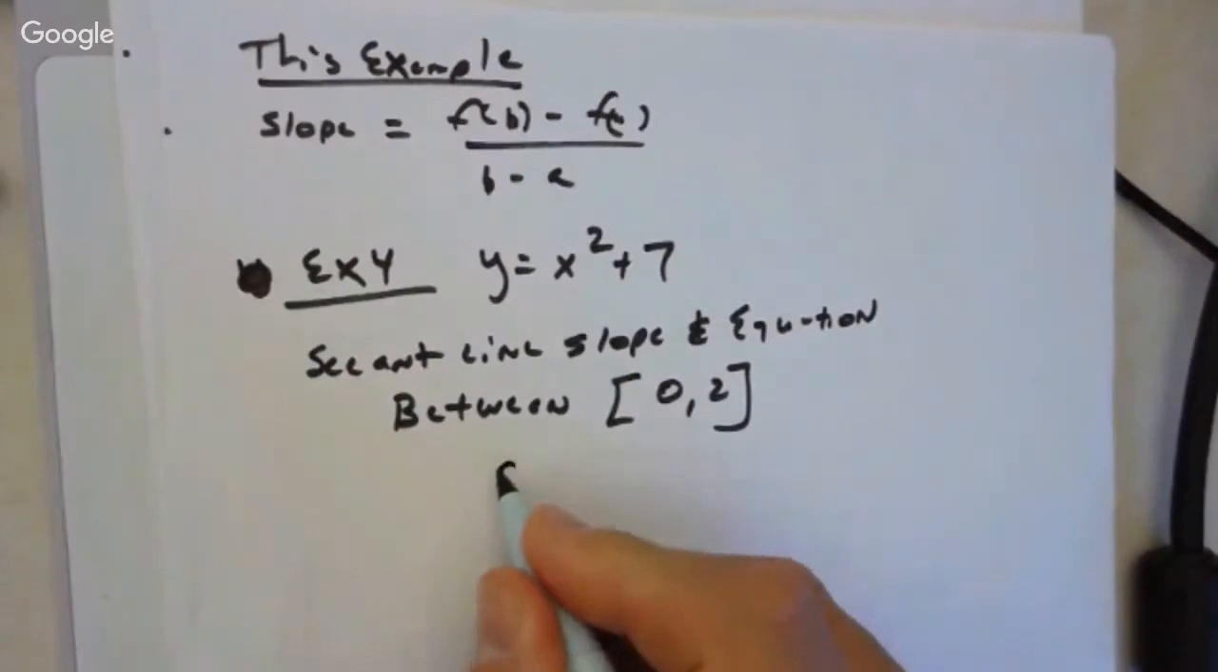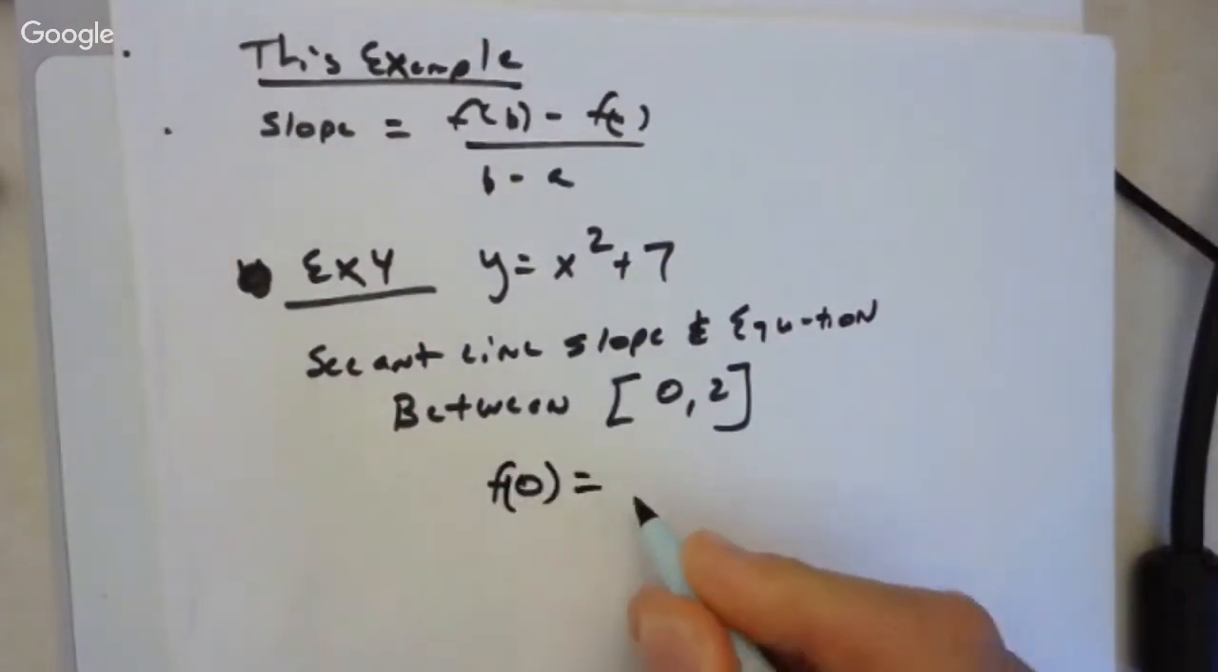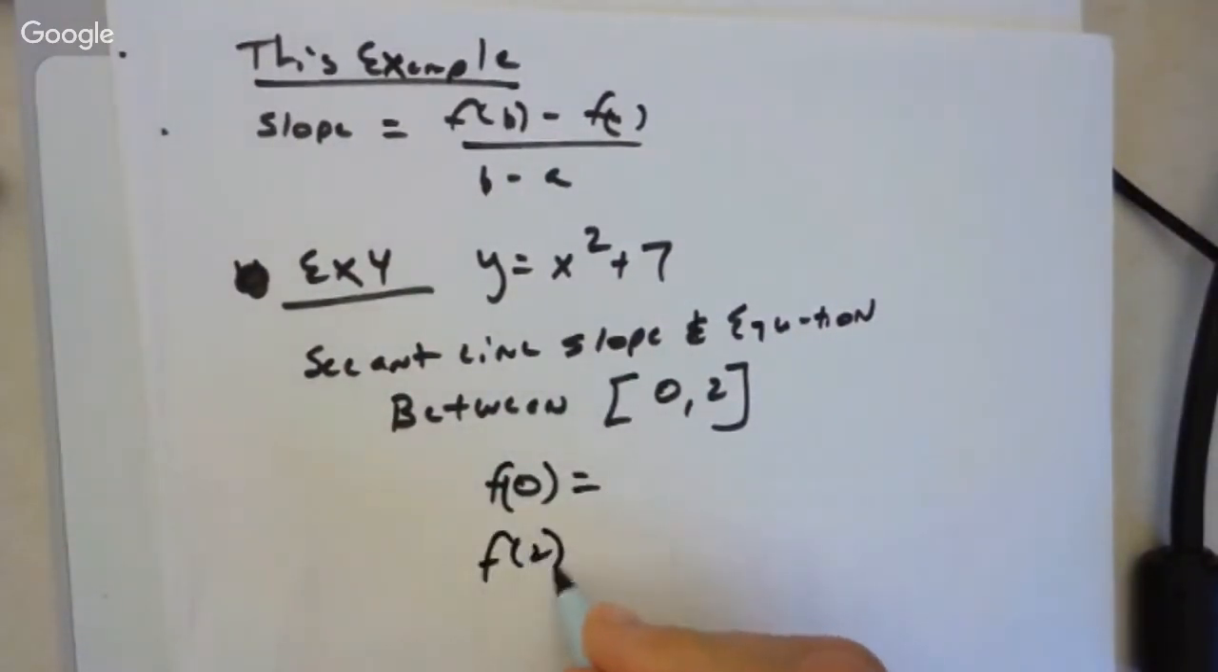So what do we need? Okay, we need f of 0 and f of 2. On your own, ready, set, math. What's f of 0 and f of 2?